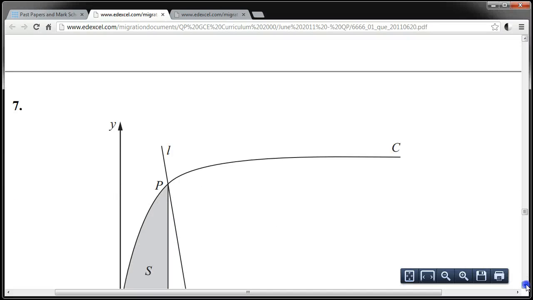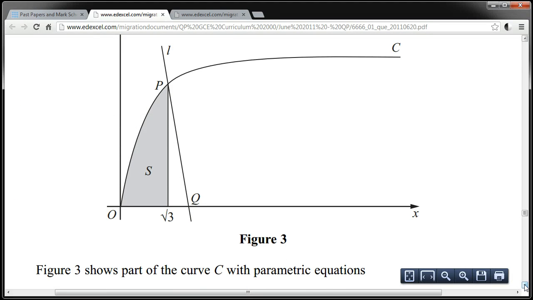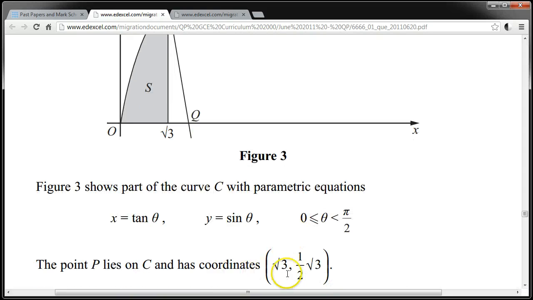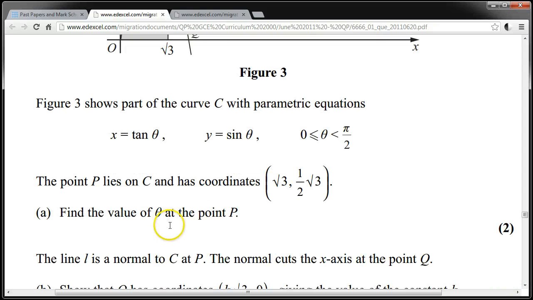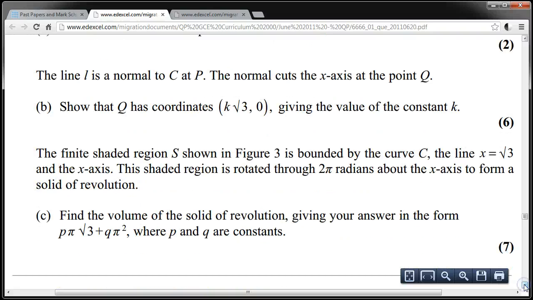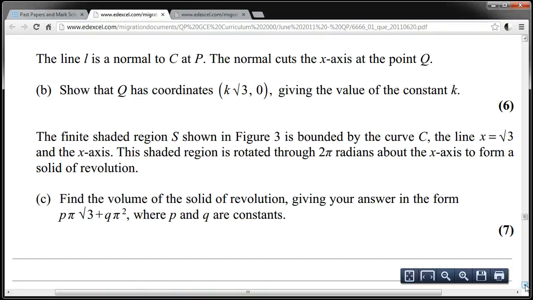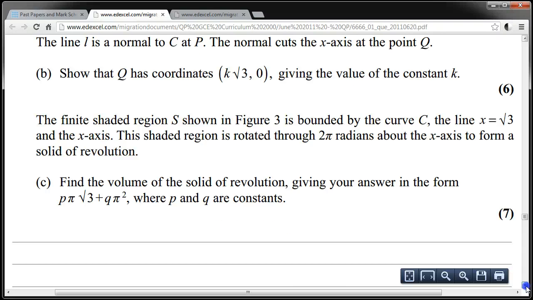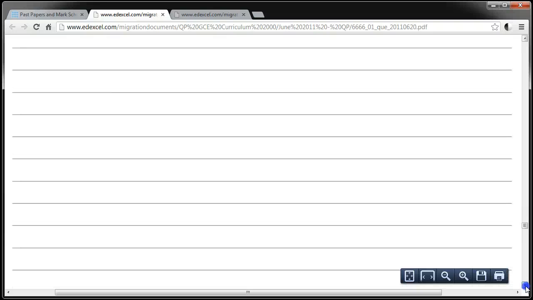The only time-consuming one was the one that we looked at on the trapezium rule. Here's a curve. Parametric equations. P lies on C has these coordinates. So it's probably find theta, isn't it? So that should be easy. Tan of 60, so pi over 3 is here. That's theta straight away. And then it's got some description about normals. Find the value of Q when the normal hits y equals 0, the x-axis. Then it's going to rotate that volume. We work out the volume in this form here. So again, time-consuming question, but doesn't hold any horrors for the most part, does it?